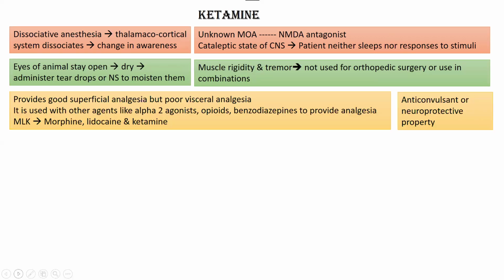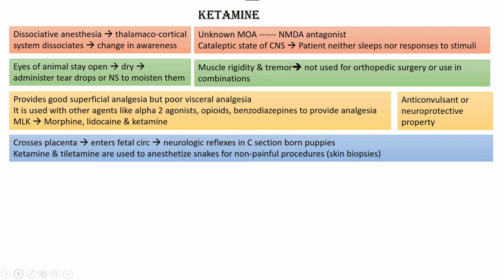Next, ketamine has good superficial analgesia, but it will provide poor visceral analgesia. So it is always used with other agents like alpha-2 agonists, opioids, benzodiazepines to provide a complete analgesia. There is a popular combination that is called MLK. MLK basically means morphine, lidocaine, and ketamine. Through this combination, you can have a good analgesia, and you can perform the whole surgery. Ketamine also acts as an anticonvulsant or has neuroprotective property.